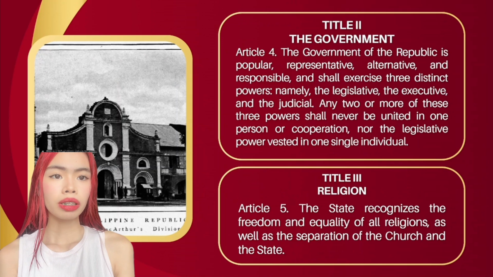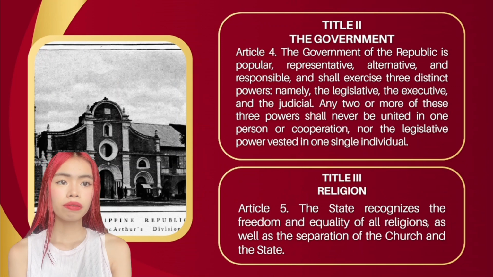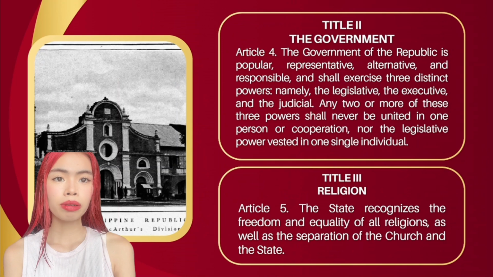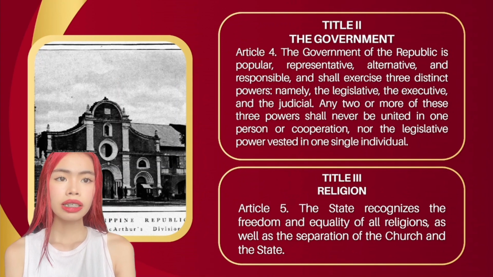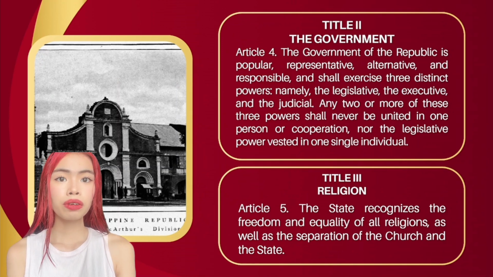Title 2, The Government. Article 4, the government is described as popular, representative, alternative, and responsible. This emphasizes that the authority of the government is derived from the people and is accountable to them. The government exercises three distinct powers: legislative, executive, and judicial. Importantly, these powers cannot be consolidated in one person or corporation, ensuring a system of checks and balances. The legislative power, in particular, cannot be entrusted to a single individual, reinforcing democratic governance.